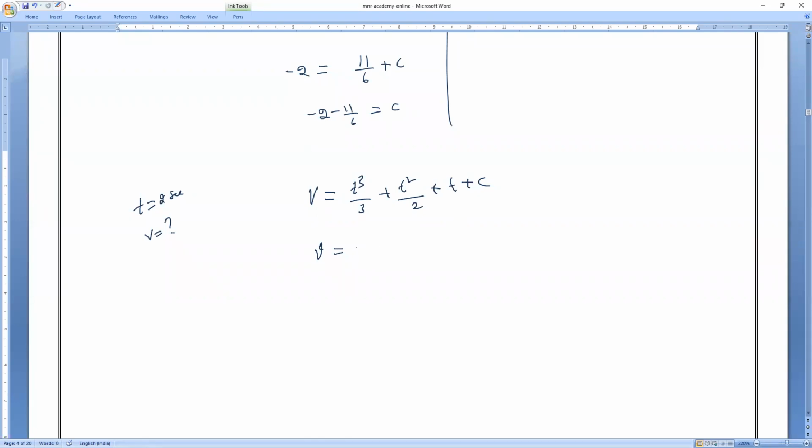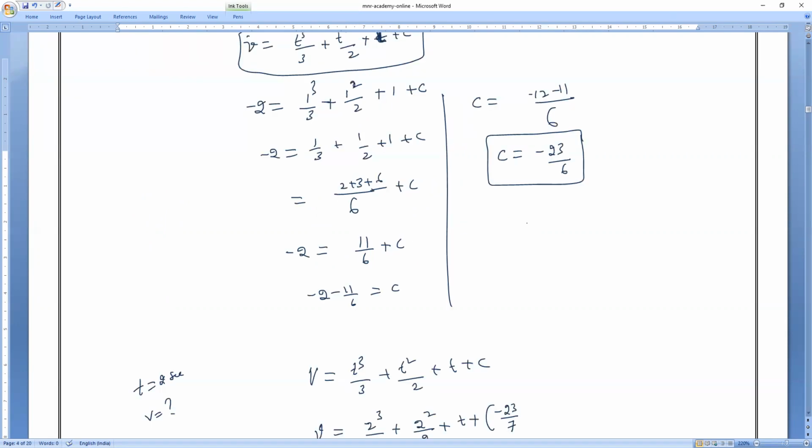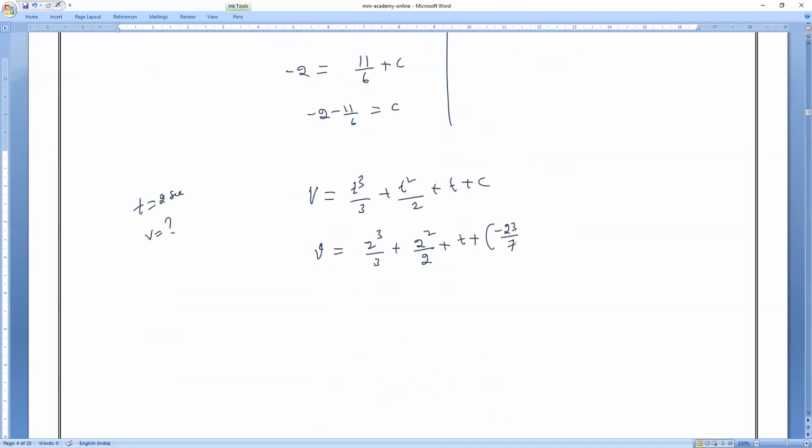So substitute the values. T is equal to 2 seconds. So 2 cube by 3 plus 2 square by 2 plus 2, that is t, plus the c value we just found. How much is the c value? Minus 23 divided by 6, correct? I was writing 7, so it is minus 23 divided by 6.